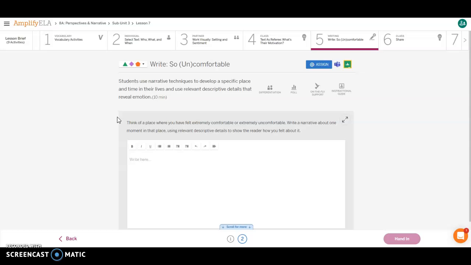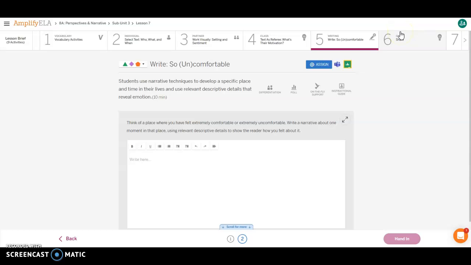Write a narrative about one moment in that place using relevant descriptive details to show the reader how you felt about it. And so I was thinking when I write my piece, one of the places that I feel the most comfortable is when my family takes a trip to the beach. And you may have never been to the beach before, or maybe you have, but it's one of my favorite places to be because I feel like I don't have to think about normal things that I stress over, whether that be school or just life in general, and I just love being at the beach. So I would write about being at the beach.